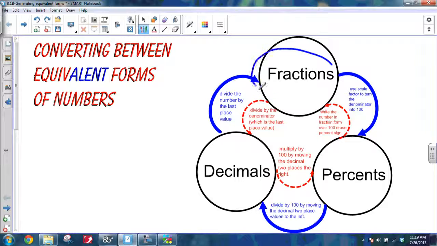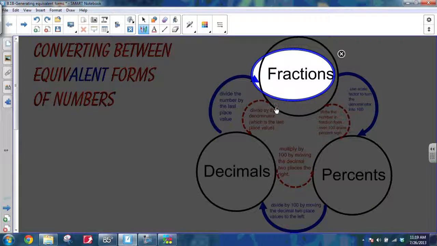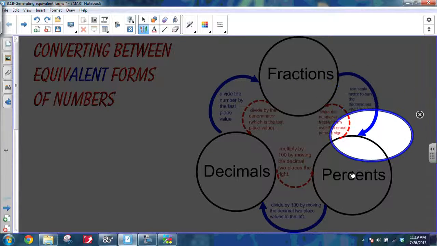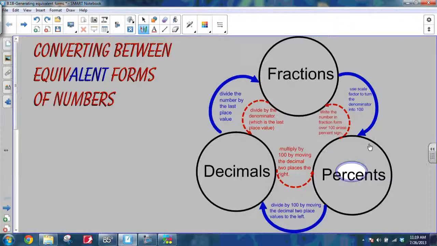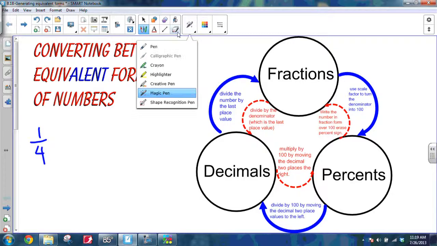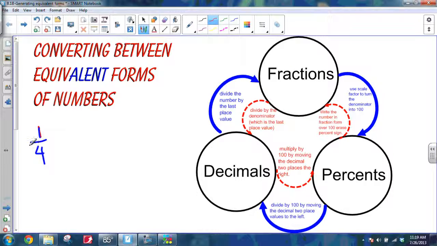What if I wanted to take a fraction and convert it to a percent? Well, the process is use the scale factor to turn the denominator into a 100, and that will give me a percent, or more specifically, a percent fraction. So let's take a look. So if I have 1/4, I need to change my denominator into 100. So that means my fraction must have a denominator equal to that of 100.